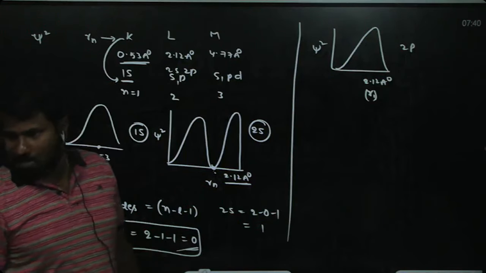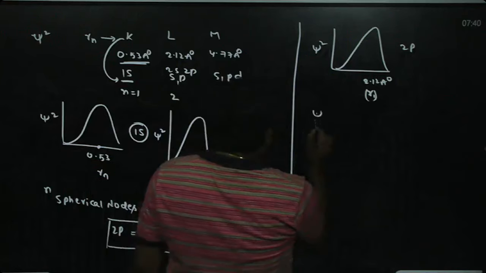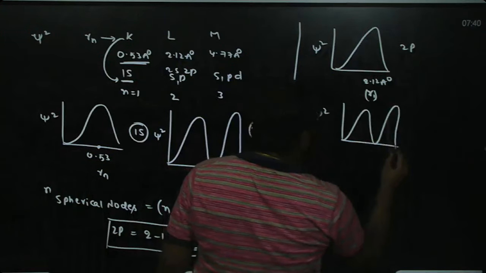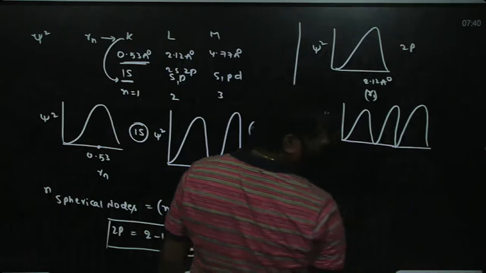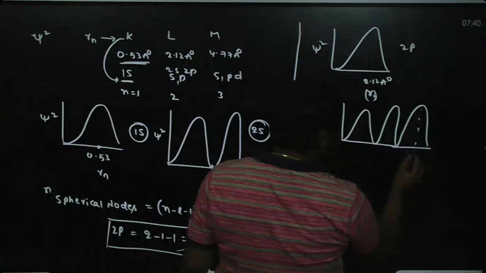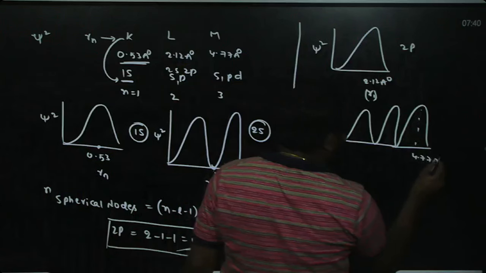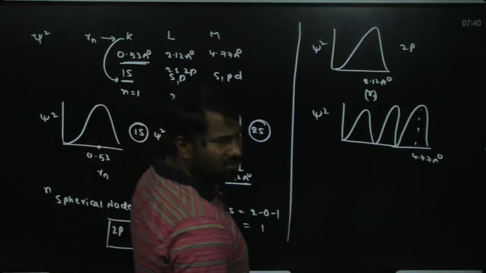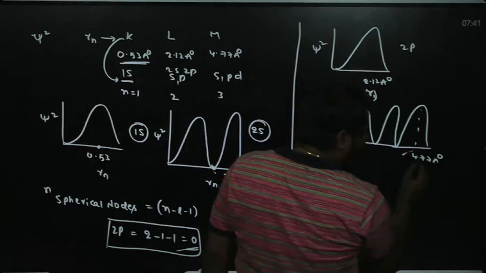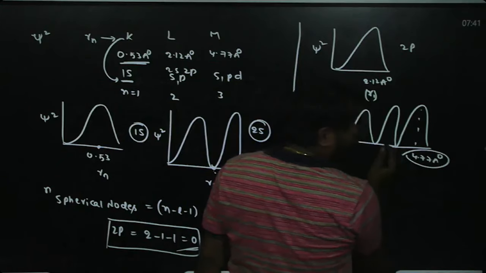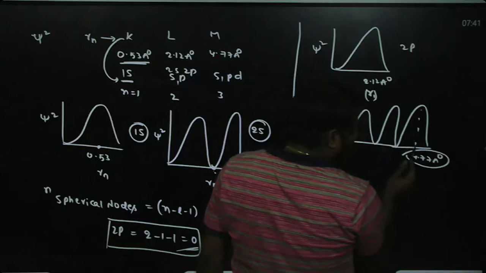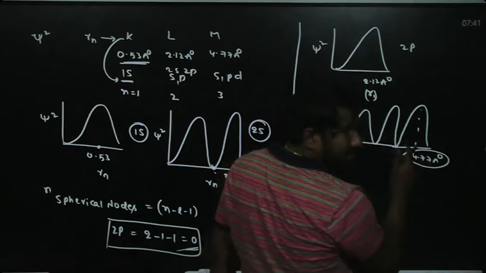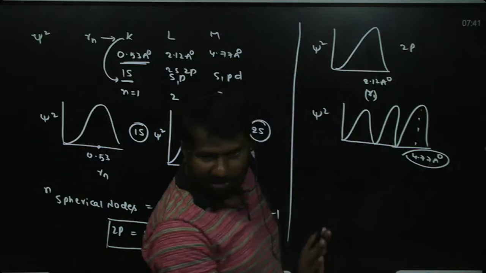Radial nodes are 0. In the same way, if you have psi square, this is 1, 2, and this I am going to write 3. This is the distance 4.77 angstroms. Now which orbital does this particular graph represent? This is the peak at the third orbit, right? Before that, how many peaks do we have? 2 peaks. If we consider 3D, we don't have 2D, right? So it does not represent 3D.